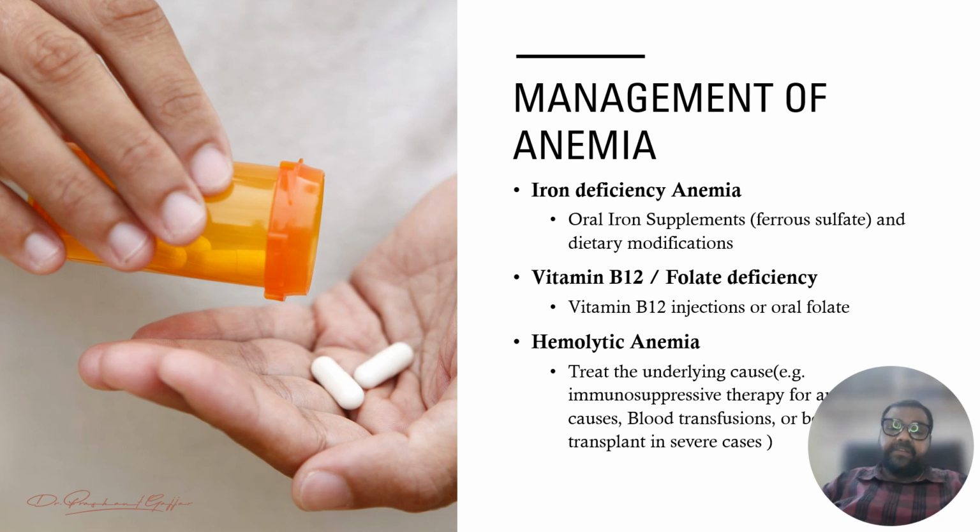We have to give the vitamin B12 injection or oral folic acid to correct the deficiency of B12 and folic acid. If there is a hemolytic anemia, treat the underlying cause. If there is an autoimmune disease, we have to give immunosuppressive therapy, blood transfusion, and in severe cases, there will be a bone marrow transplantation. That is the choice.